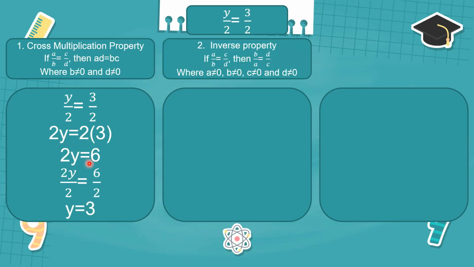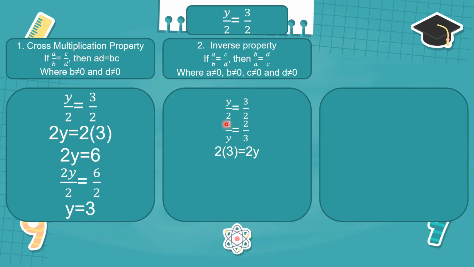For number 2, we have the inverse property or reciprocal. So we'll just get the reciprocal of A over B and the reciprocal of C over D. That's why we have B over A equals D over C. So let's try it in our given. That would be y over 2 is equal to 3 over 2. So let's just get the reciprocal of y over 2. Kaya siya naging 2 over y, and the reciprocal of 3 over 2. Kaya siya naging 2 over 3.